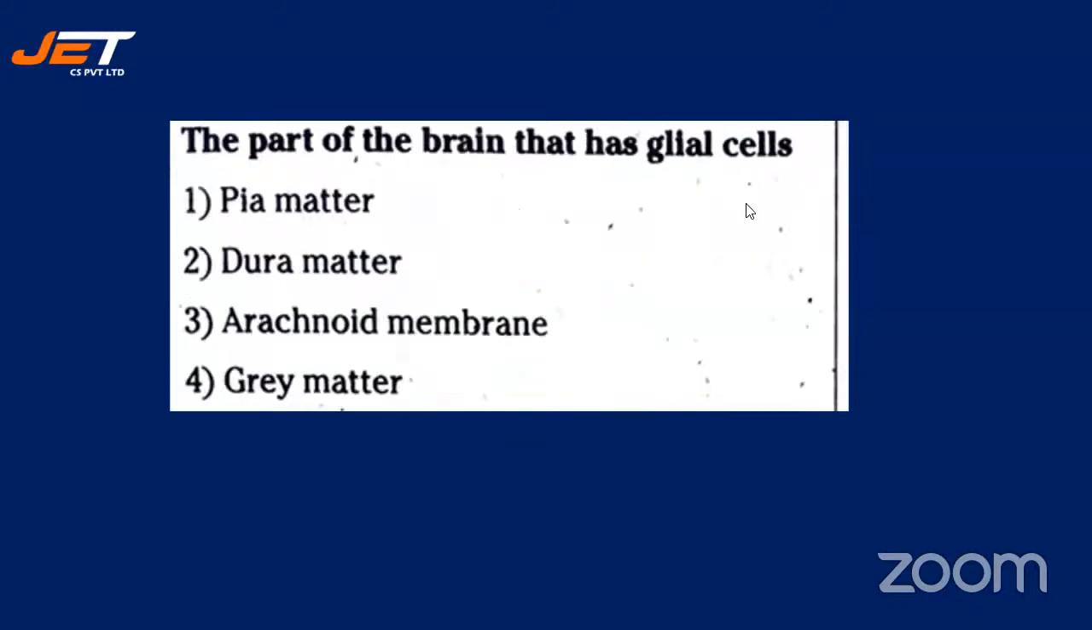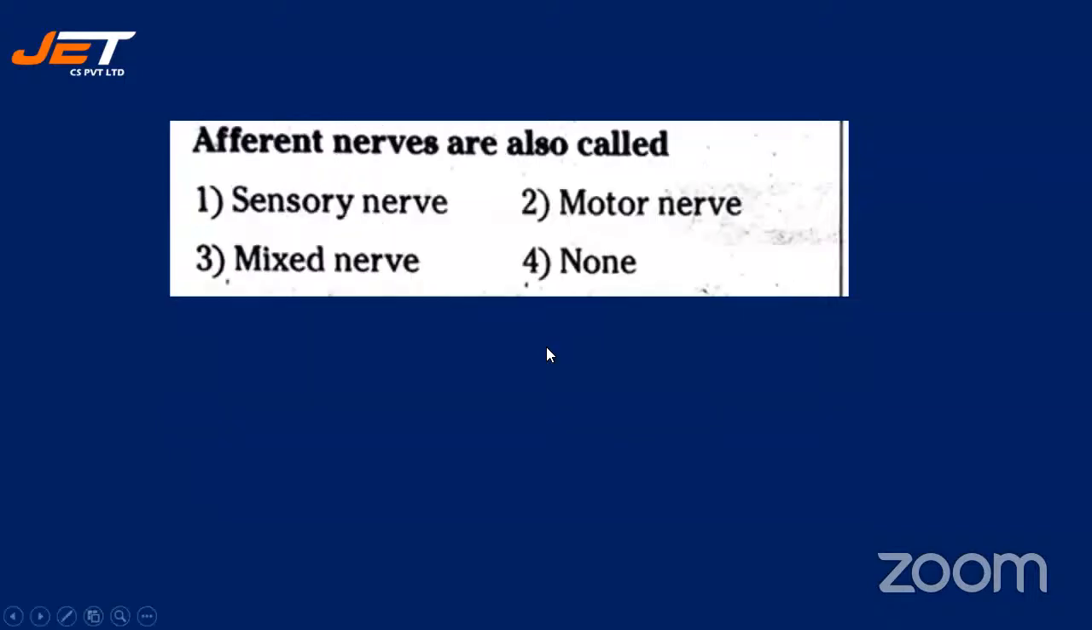The part of the brain that has glial cells. Please direct your answers to Chandrika. I'm getting only few answers. The part of the brain that has glial cells. Okay, we'll see the answer. It is option 2, that is dura mater. Let us move to the next question.